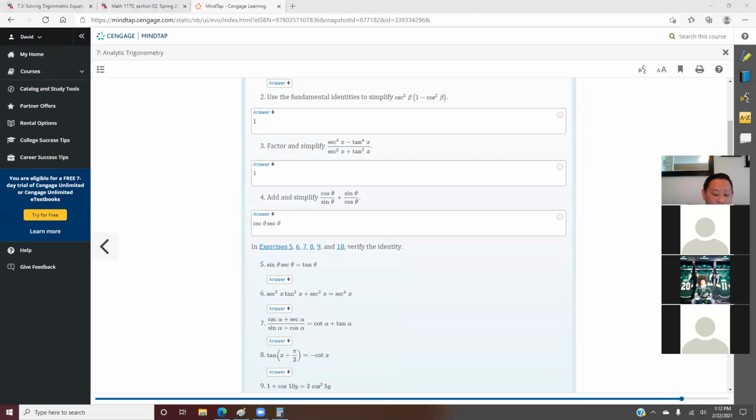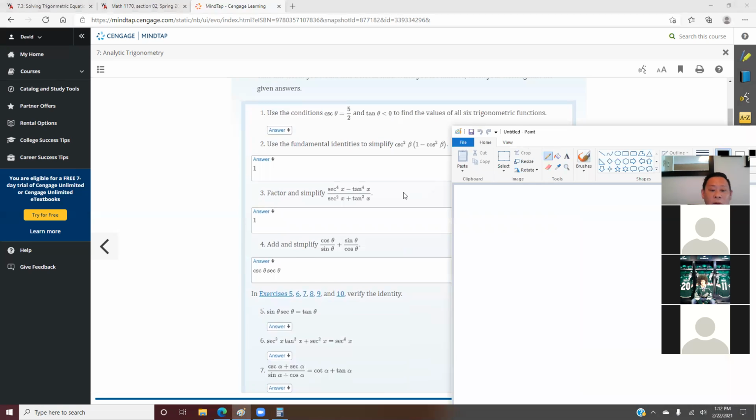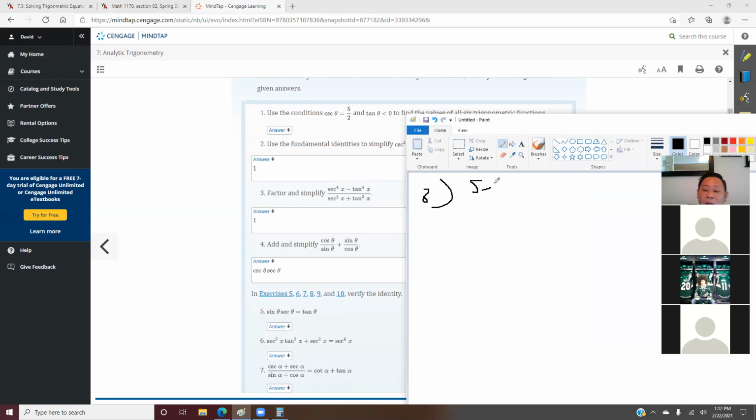You don't need this one anymore. Anyone? Just you do 3. 3? Okay. Usually in the test, I don't call you to factor and simplify. I want you to prove secant 4x minus tangent 4x over secant square x plus tangent square x equals to 1. This is proving, because answer is 1.